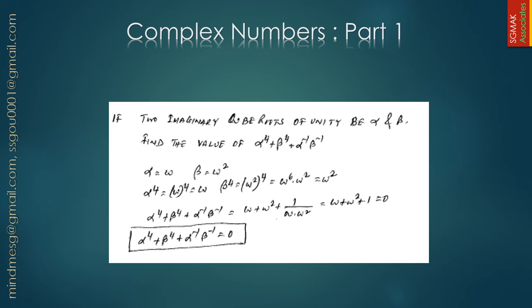So alpha is omega and beta is omega squared, the cube roots of unity. Alpha raised to the power 4 is omega raised to the power 4, which is omega cubed times omega, which is omega. And beta to the 4 will be omega squared raised to the power 4, which is omega to the power 6 times omega squared, which is omega squared. So this expression becomes 1 plus omega plus omega squared, which is 0.